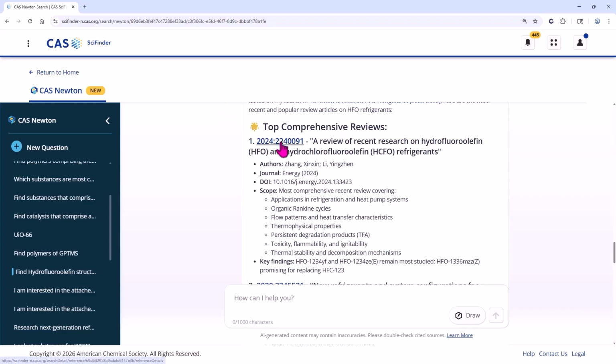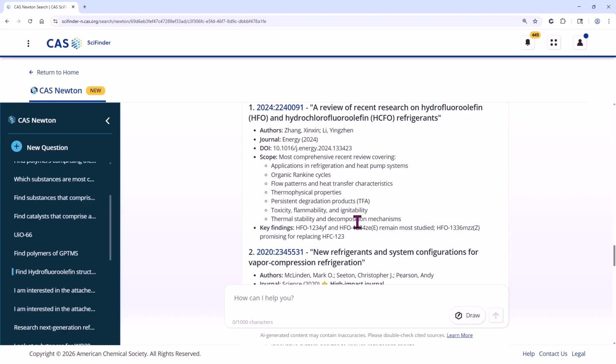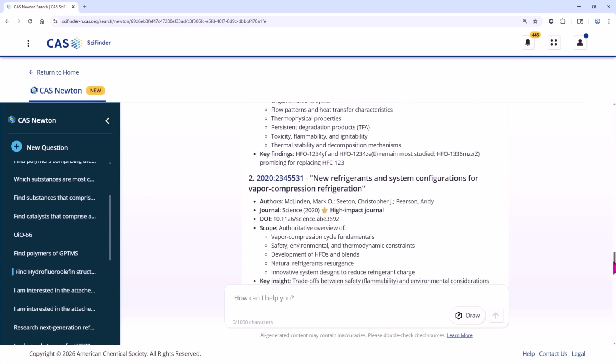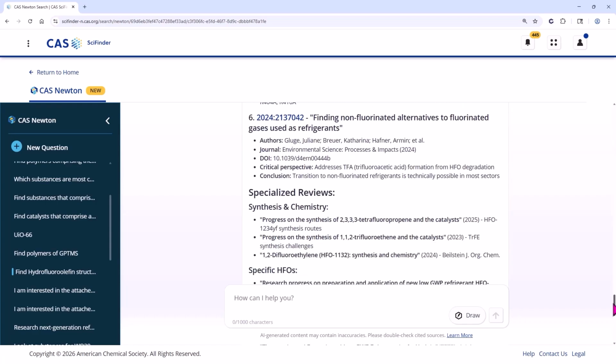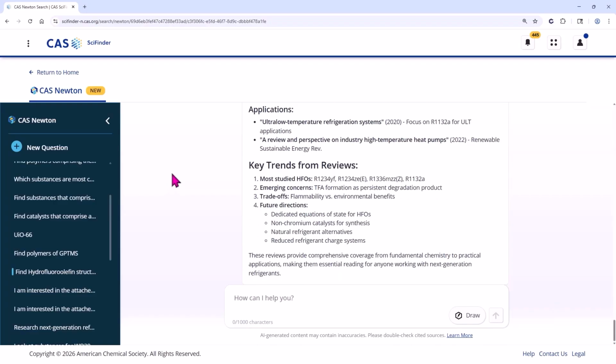Here we have an article published in Energy, and it has given us a comprehensive overview of different refrigerants, including their characteristics, their properties, and their decomposition mechanisms. So, yes, Paul, it is possible, of course, to explore other document types within SciFinder using Newton.